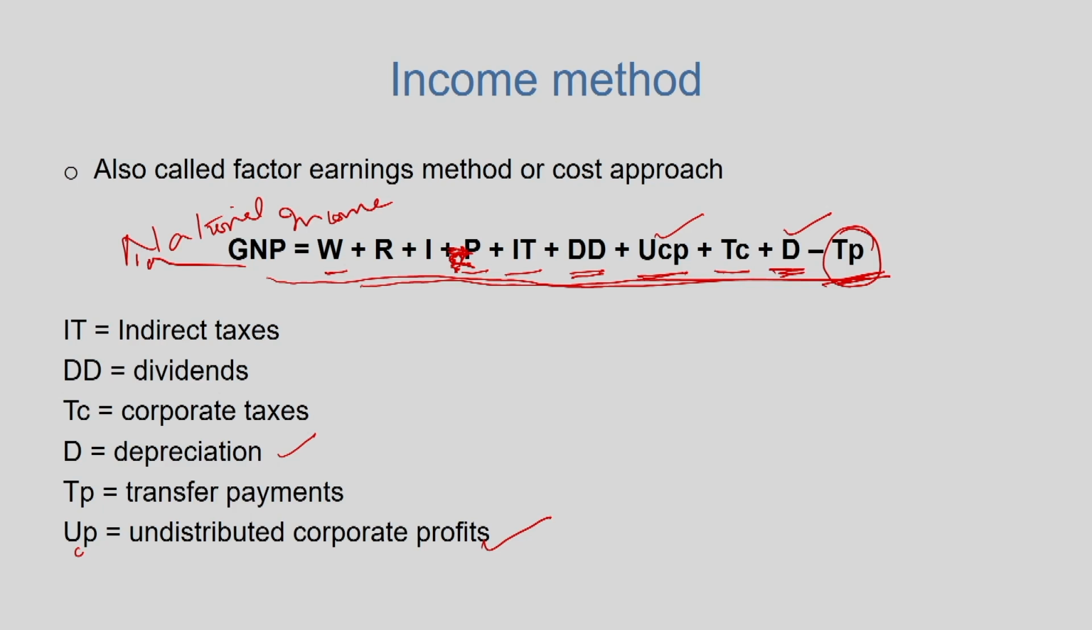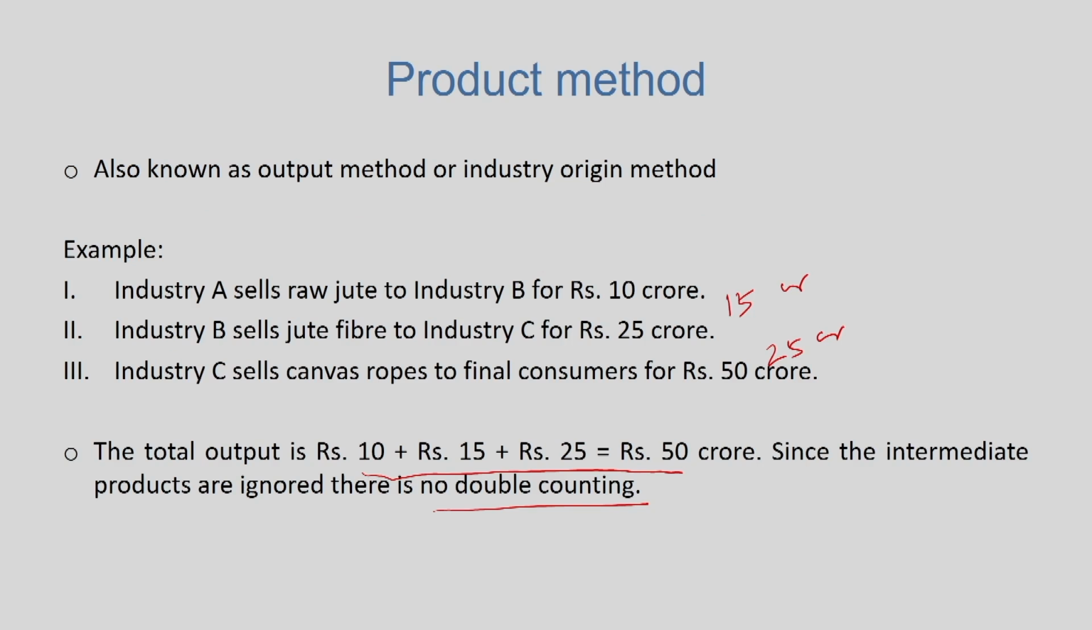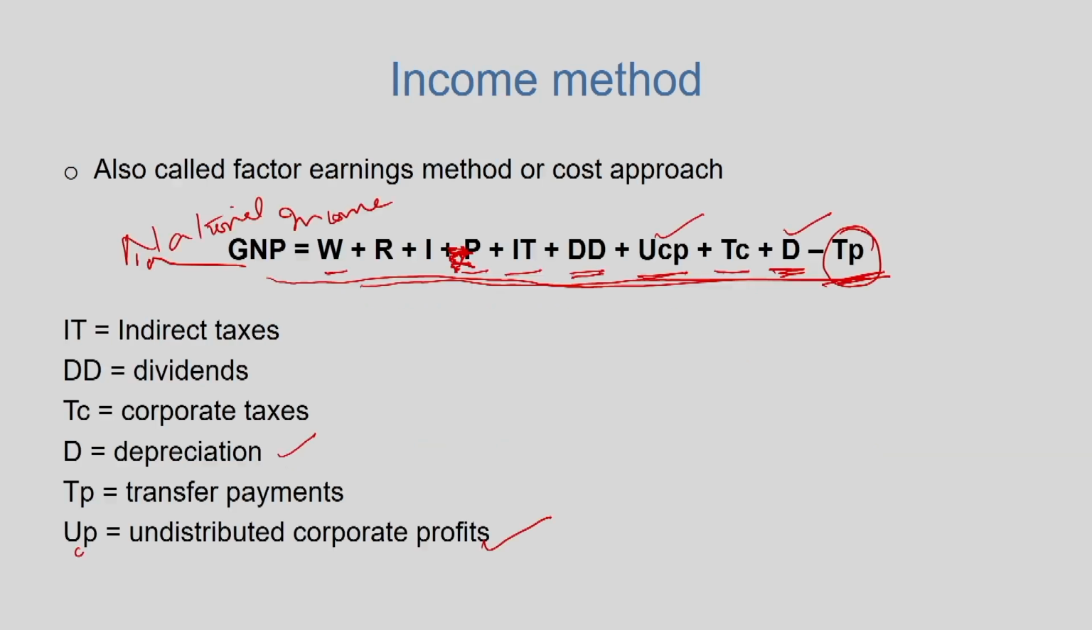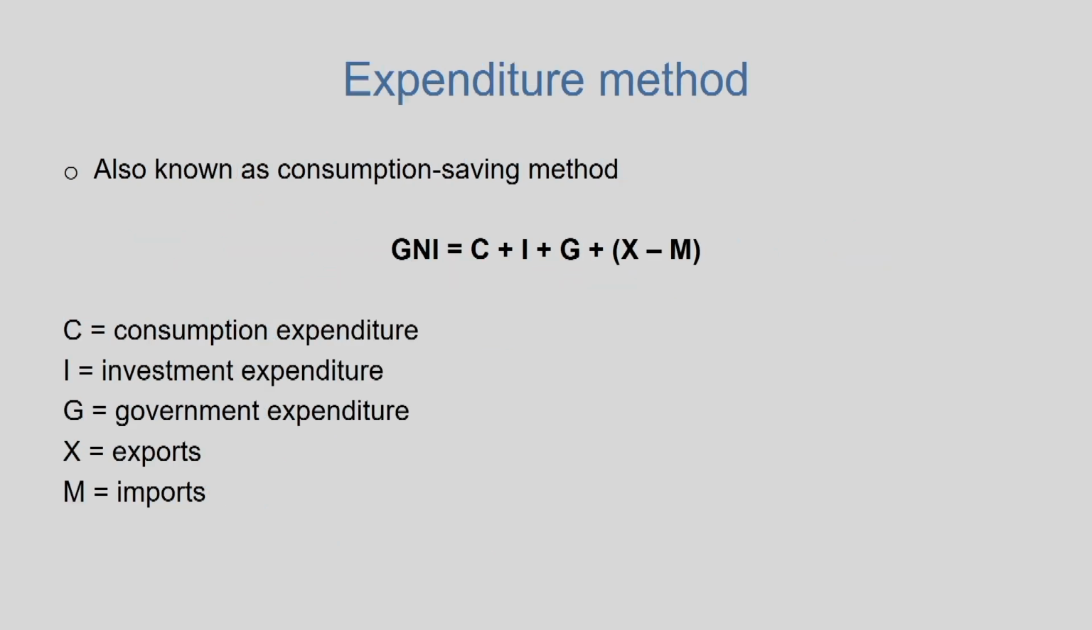So what we have looked at so far is the method of national income estimation. The first method is the product method, in which we tried to see how double counting should be avoided by excluding the value of intermediate products from the final product. The income method, which is basically the factor earnings method or the distributive shares of factors of production within an economy. And lastly, the expenditure method.